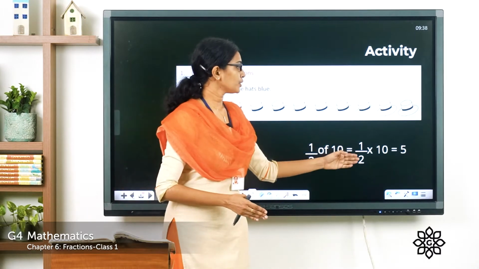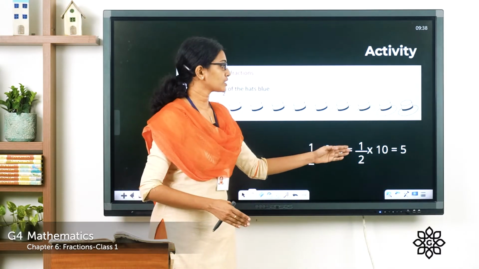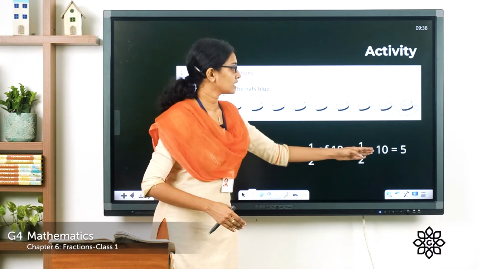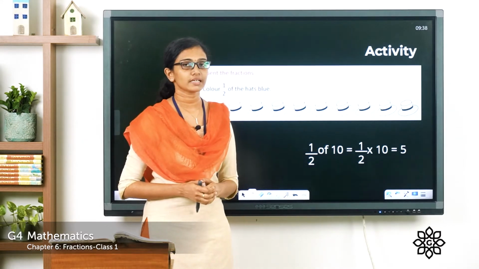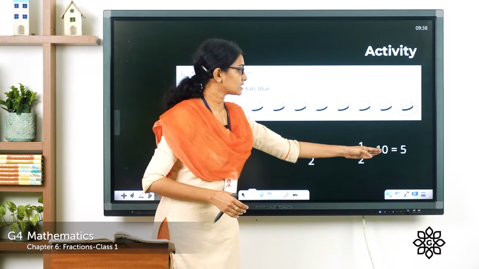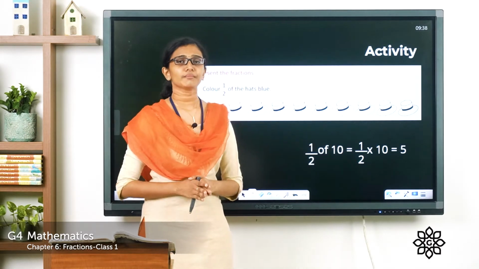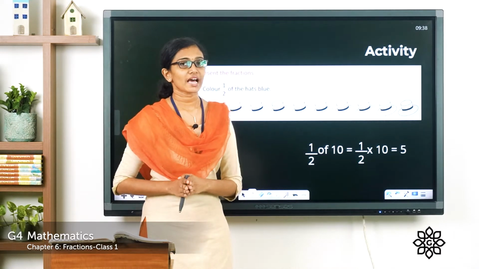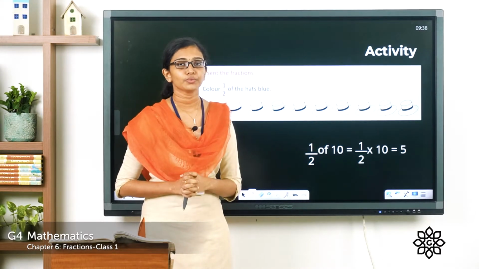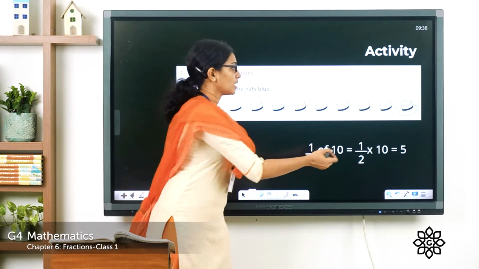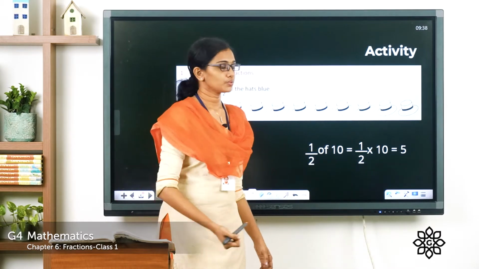Now, how do you do this calculation? 1/2 into 10. See, do you see some common factors here? You have already learned about factors and multiples. See, this 10 and 2. Both these are multiples of 2. So shall we cancel out 10 and 2 with the factor 2? Yes, we can.